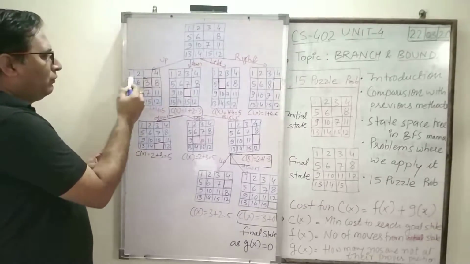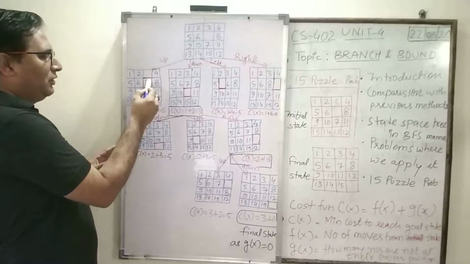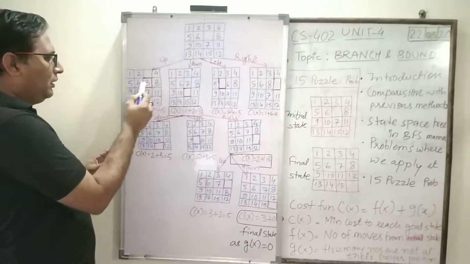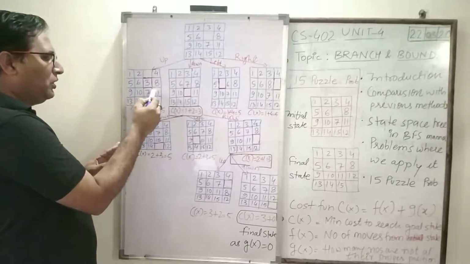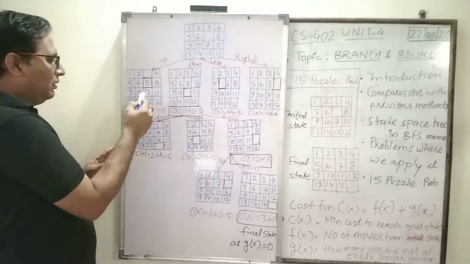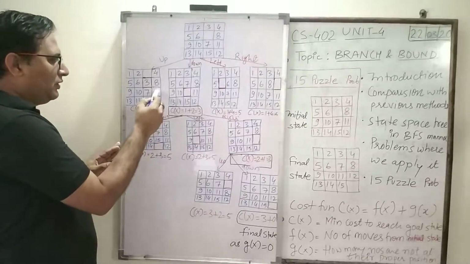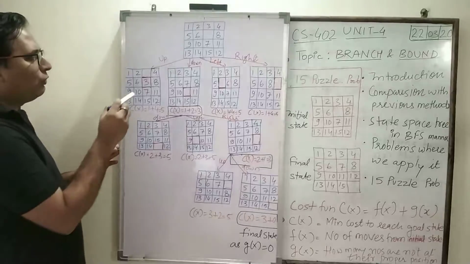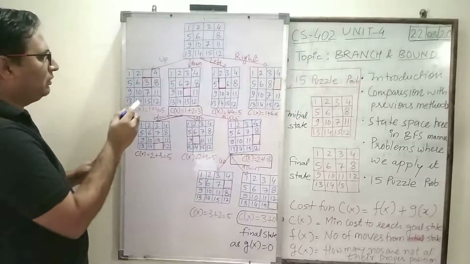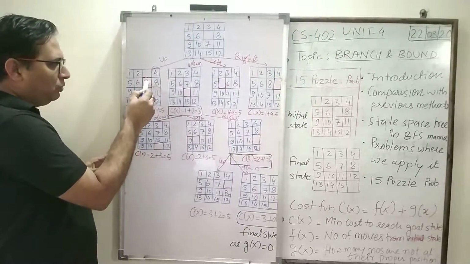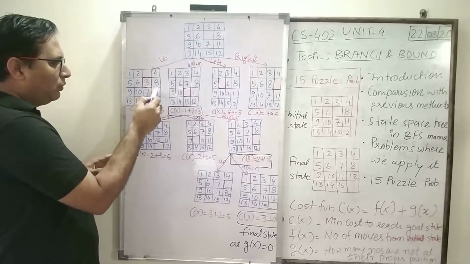1, 4, 5, 6, 7 is not at proper position. 8, 9, 10, 11 is not at proper position. 12, 13, 14, 15. This 12 is also at proper position. You can see 5 numbers are not at their proper position: 1, 2, 3, 4 and 5.